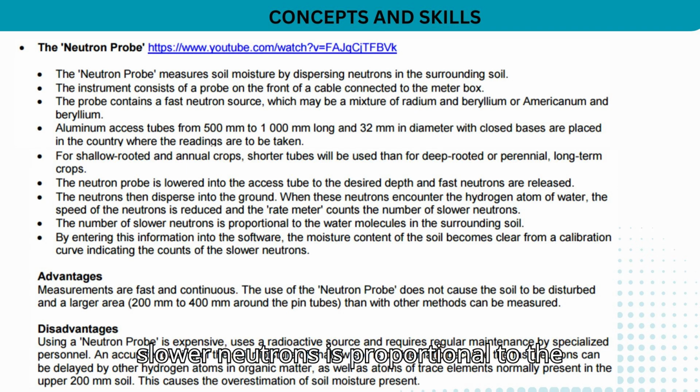The number of slower neutrons is proportional to the water molecules in the surrounding soil. By entering this information into the software, the moisture content of the soil becomes clear from a calibration curve indicating the counts of the slower neutrons.